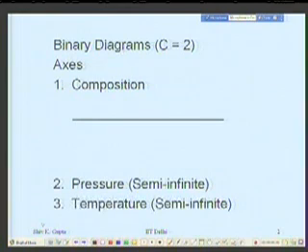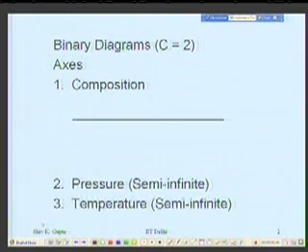The variables going to be composition variables and the 2 thermodynamic variables, pressure and temperature. Now to represent these variables on a 2-dimensional diagram, that's on a plane of paper or the blackboard, so what do we do?